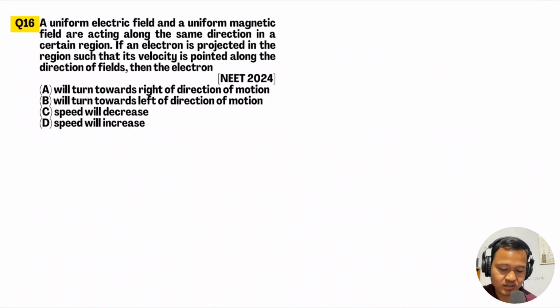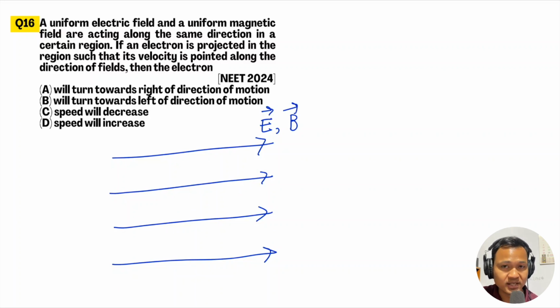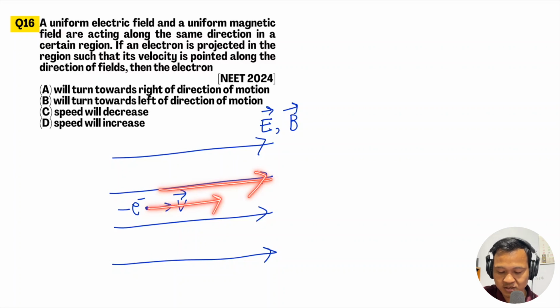A uniform electric field and a uniform magnetic field are acting along the same direction, something like this, E and B. If an electron, which has a negative charge, is projected in the region such that its velocity is along the direction of the fields, then what happens? The magnetic force is Q into V cross B.